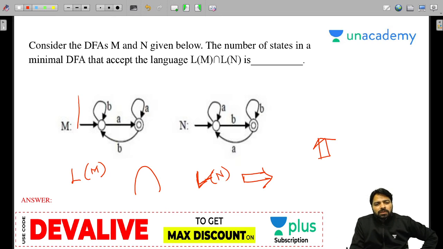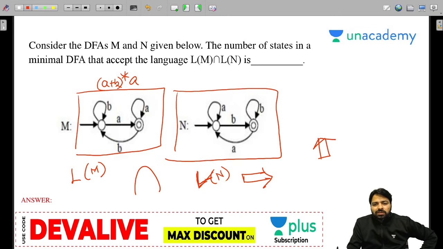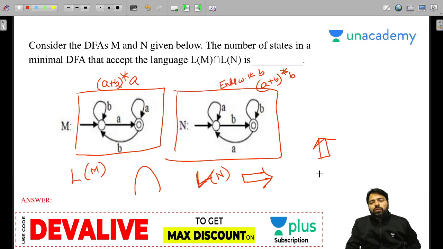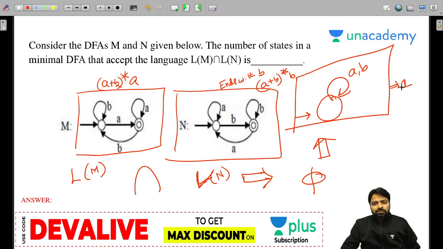This machine, if you observe, what is the language? Ends with A, guys. The other machine's language ends with B. It's very easy now. If you do the intersection, you will get the empty language. Then what could be the machine for that? How many states are required to represent the intersection? Just one state, guys. The answer is 1.